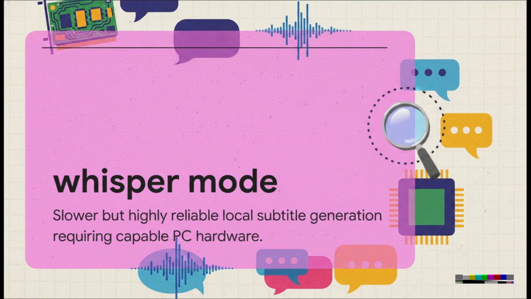The alternative is Whisper Mode. This uses OpenAI's Whisper model completely locally on your machine. Now, it's a bit slower to process, and you really want a capable GPU with good VRAM for this one. However, it's a highly reliable local generation method. If you notice the Edge mode is making mistakes with complex vocabulary or jargon, you just switch your config file over to Whisper for maximum accuracy.